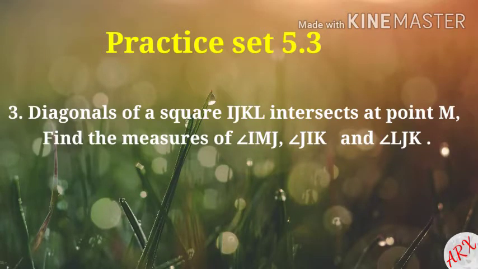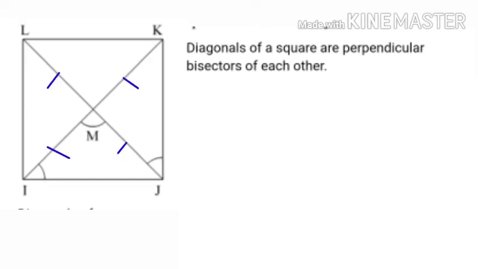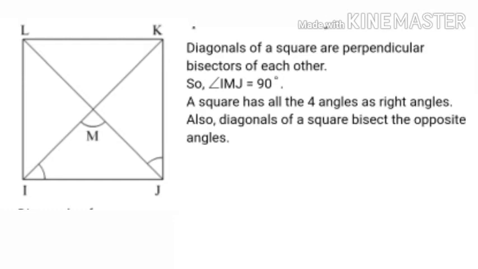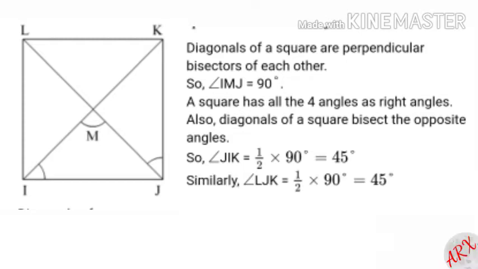Question number 3. Diagonals of a square IJKL intersect at point M. Find the measures of angle IMJ, angle JIK and angle LJK. Now as we know, diagonals of a square are perpendicular bisectors of each other. Therefore, angle IMJ equals 90 degrees. A square has all 4 angles as right angles. Also, diagonals of a square bisect the opposite angles. Therefore, angle JIK equals half of 90, that is 45 degrees. Similarly, angle LJK equals half of 90, that is 45 degrees.